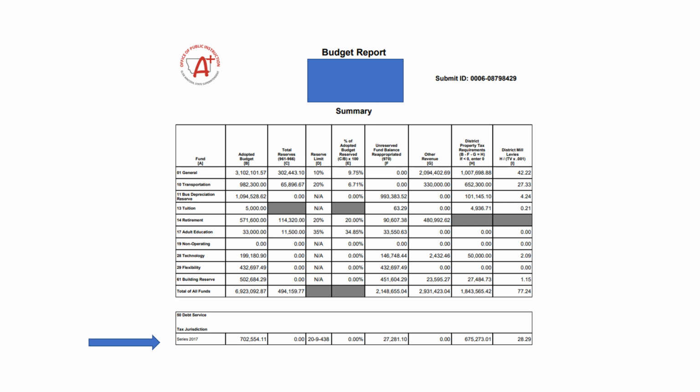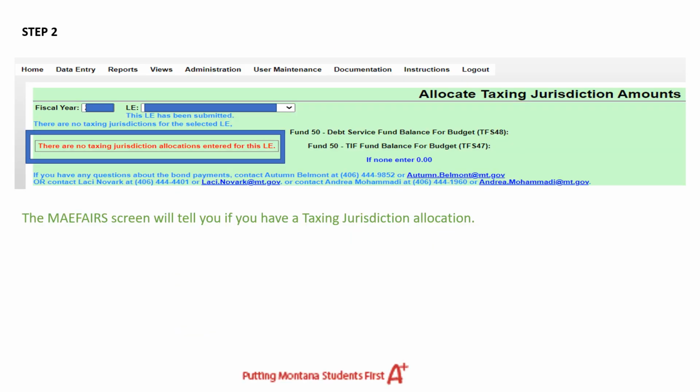This is a copy of a budget report for a district that has a taxing jurisdiction. The debt service fund is below the budget summary report on the second page of the budget report. In this step 2 example, there is not a taxing jurisdiction allocation for this district. The Mayfair screen will tell you if you have one or not. If you think you should have one, please contact the OPI.